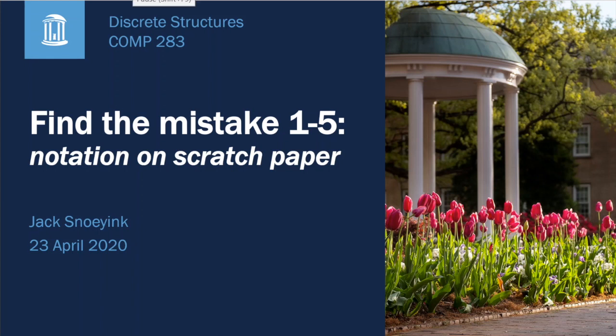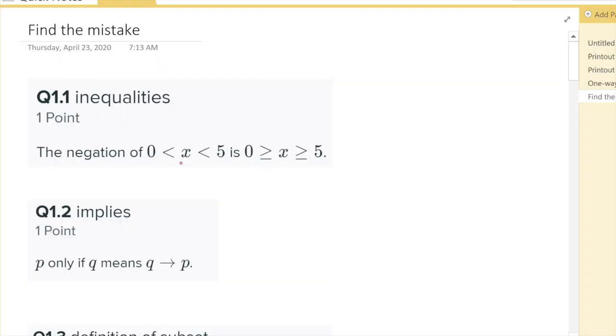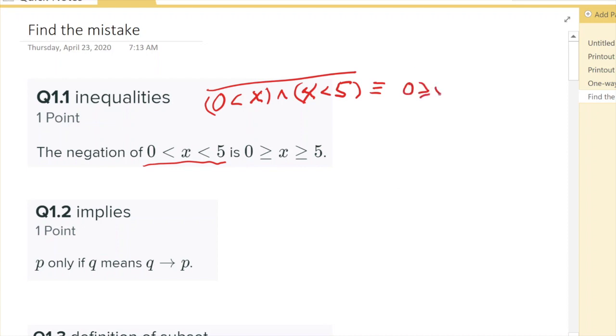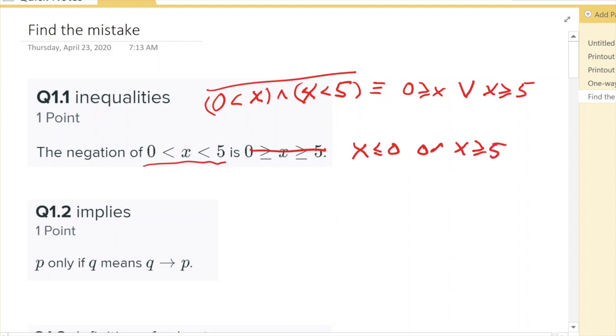Let's look at the find the mistake questions from the practice final and see how notation helps us to answer them. Negation of 0 less than x less than 5 is an abbreviation. 0 is less than x and x is less than 5. Negating that by De Morgan's law gives the correct answer. x is less than or equal to 0 or x is greater than or equal to 5.